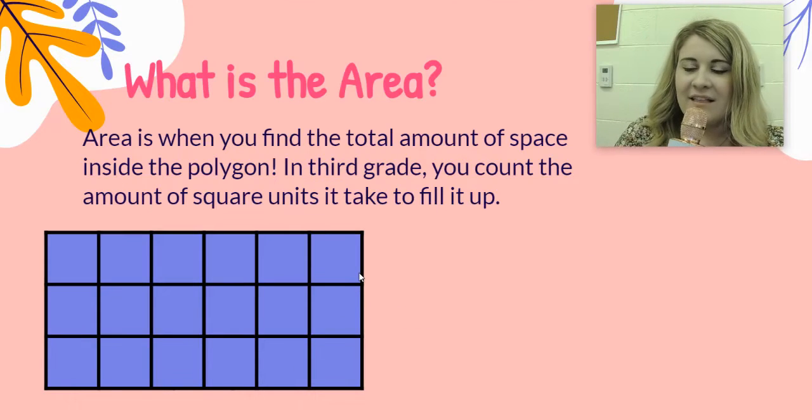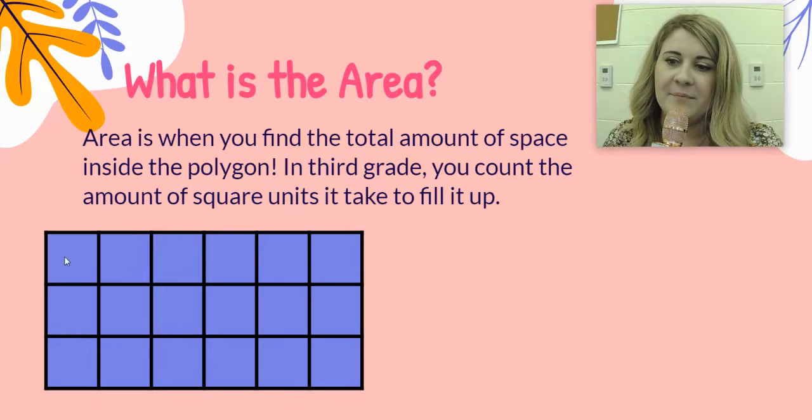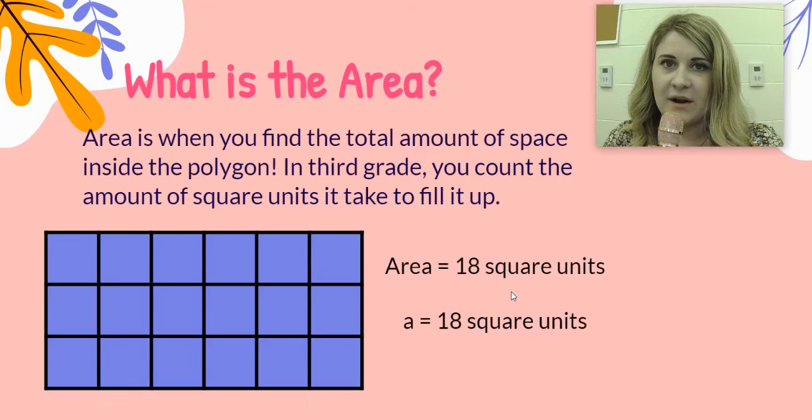What is the area? Let's figure out how many square units it takes to fill up this entire shape. 1, 2, 3, 4, 5, 6. Next row. 7, 8, 9, 10, 11, 12, 13, 14, 15, 16, 17, 18. Our area here is 18 square units. Okay? This one does also look like an array for multiplication. 3 equal rows of 6. 3 times 6 is 18. When you're finding area, it doesn't always look like this. They can be in different shapes.